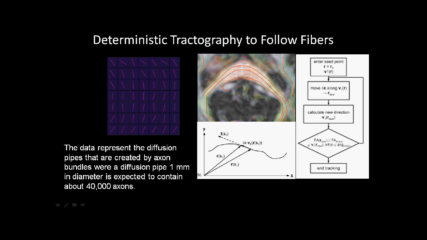This illustrates how we are using deterministic fiber tracking in these methods so that we identify a start point, a seed point in the set of tensors for the fiber direction. We then move that pointer along, connecting those pointers to create a fiber link. I note we are not tracing axons, we're tracing fiber pipes. And a 1 millimeter fiber pipe is approximately estimated to be 40,000 neurons.